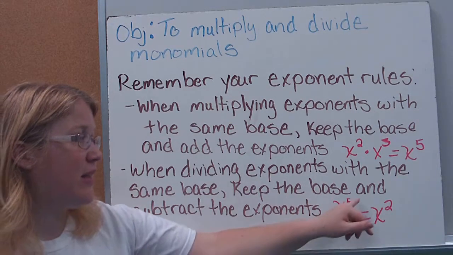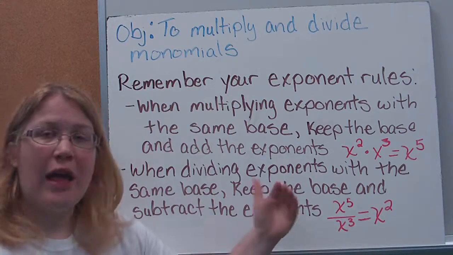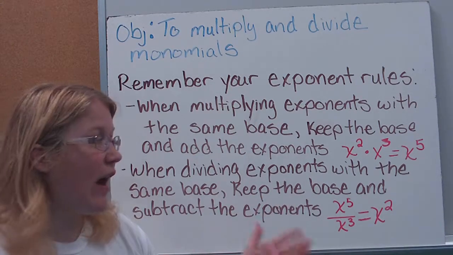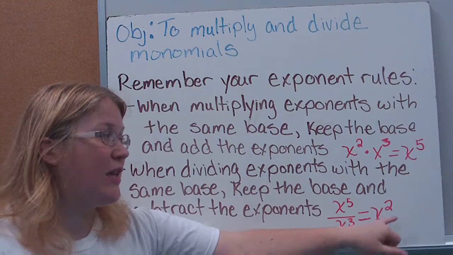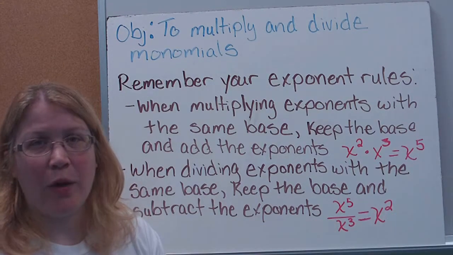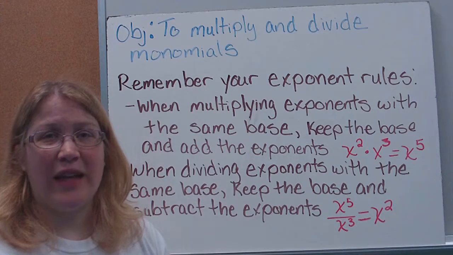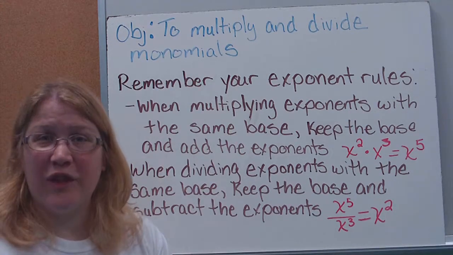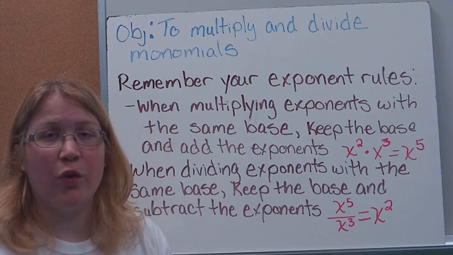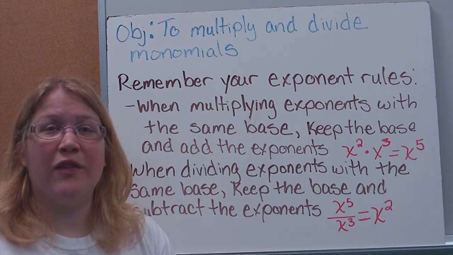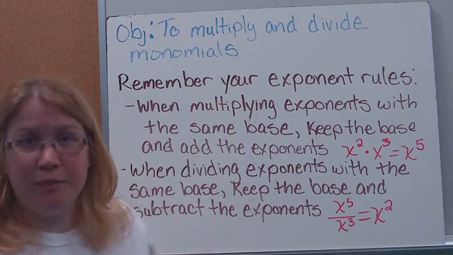So if I have an x to the fifth divided by x to the third, I'm subtracting 3 from 5. 5 minus 3 gives me 2, so my answer is x to the second power. So those are the big things we want to remember when we're multiplying and dividing this. So we're just going to multiply our coefficients, which are the numbers in front of your variable. We're going to multiply our variables using our exponent rules.